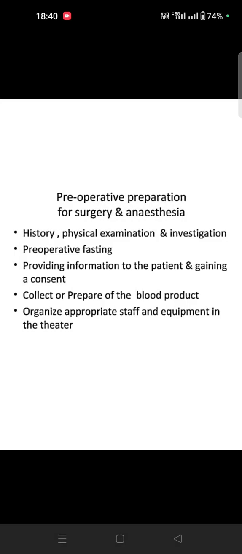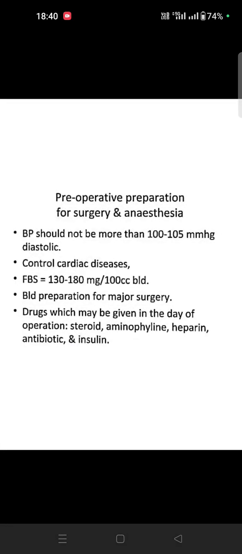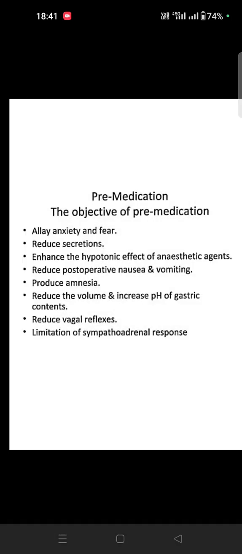Then pre-operative preparation for the surgery and anesthesia. History, physical examination, investigation and fasting, then information to the patient and family, then collect and prepare the blood products, and organize staff and equipment. BP should not be more than 100. Control the cardiac disease, and fasting sugar 130 to 180. Blood preparation for major surgery. Drugs may be given on the day of the operation: steroid, heparin, antibiotic and insulin.